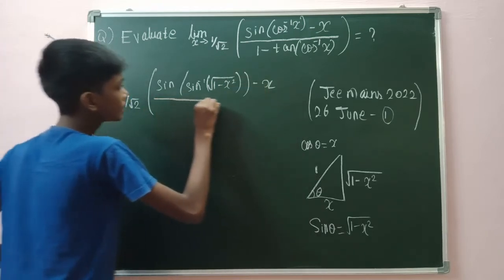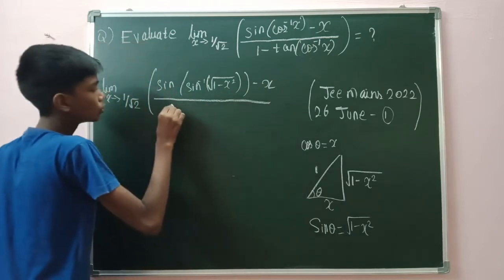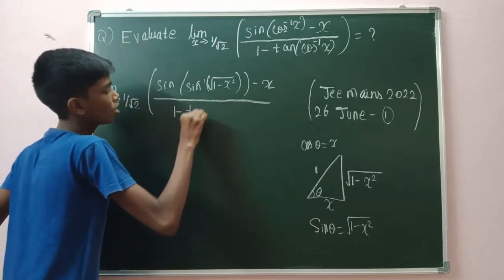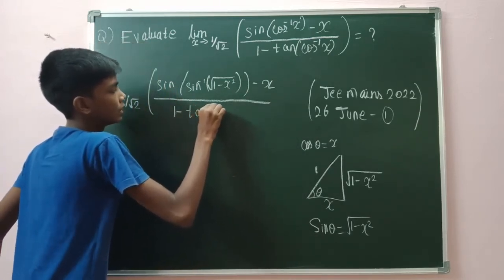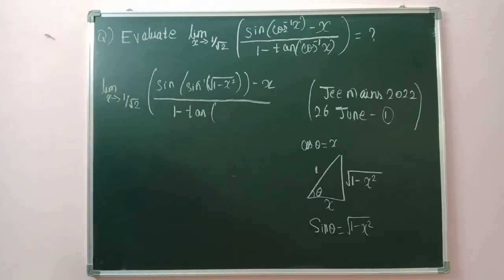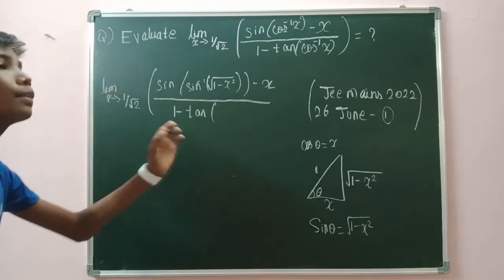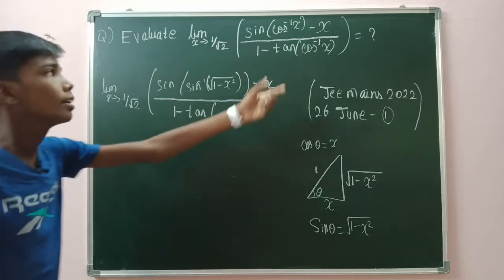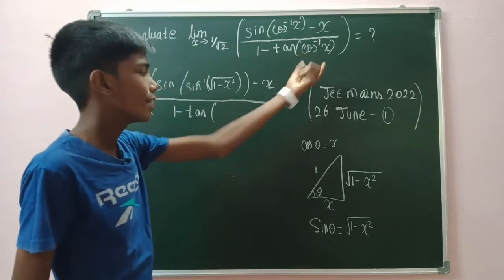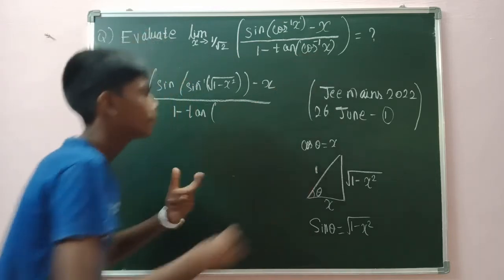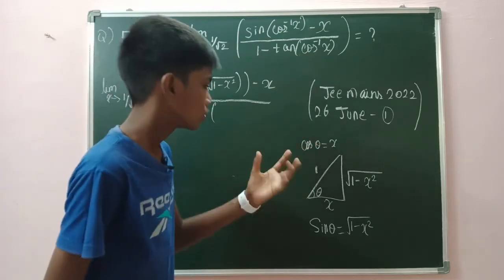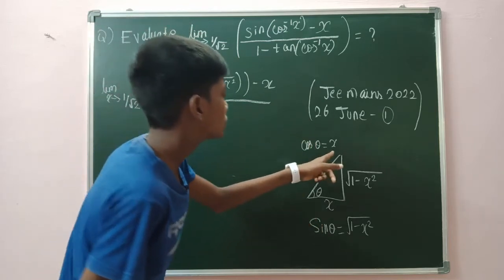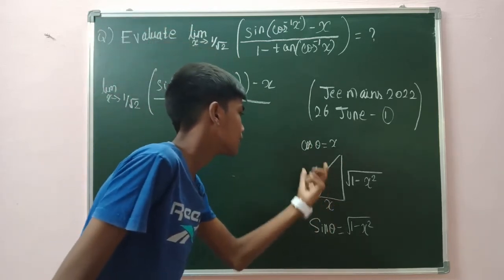Now, in the same way, in the denominator I am having 1 minus tan of cosine inverse of x. This cosine inverse of x, I need to convert in terms of tan inverse, so that tan and tan inverse get cancelled. So here also I am having cosine inverse of x. If we take it as some theta, then cos theta will be x. So from this, I will say cos theta is equal to x, hence it is adjacent by hypotenuse.